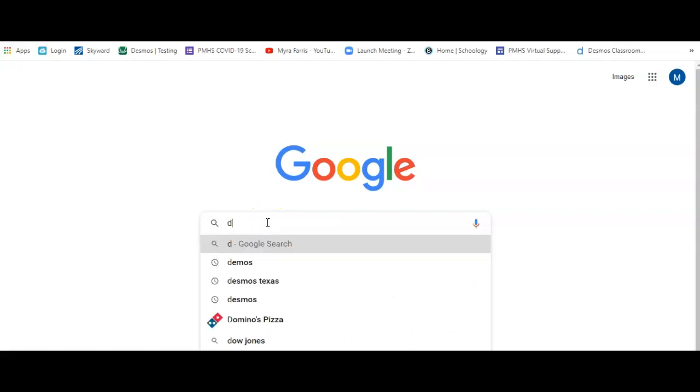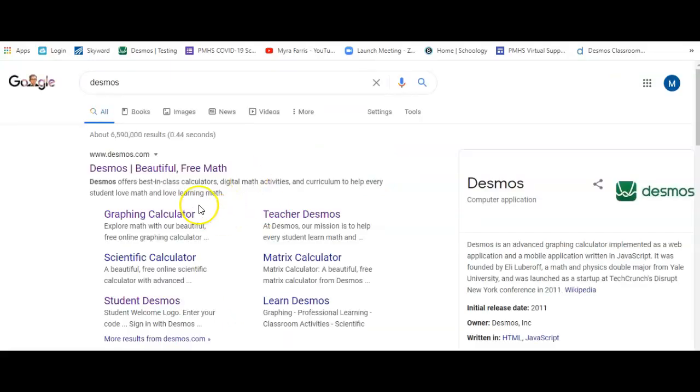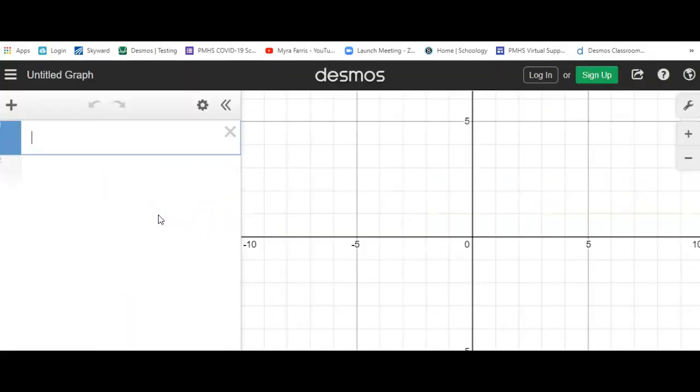So the first thing we're going to do is get the Desmos program. I can't spell it. And we want a beautiful free graphing calculator. So, are you at desmos.com? We are going to have Desmos assist us in finding the equation. And those points I'm going to put in Desmos as a table.